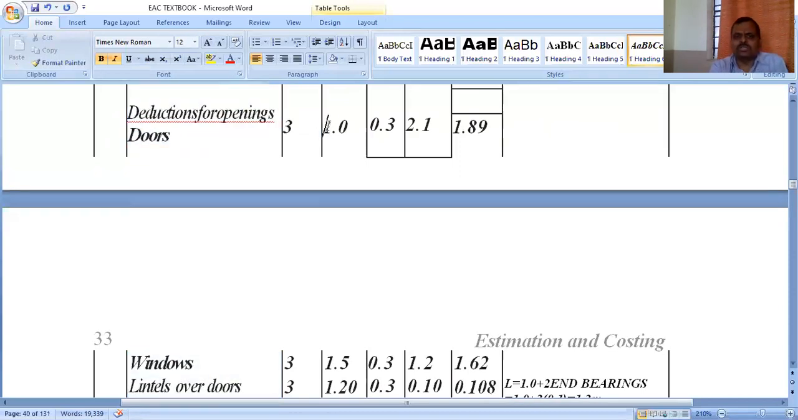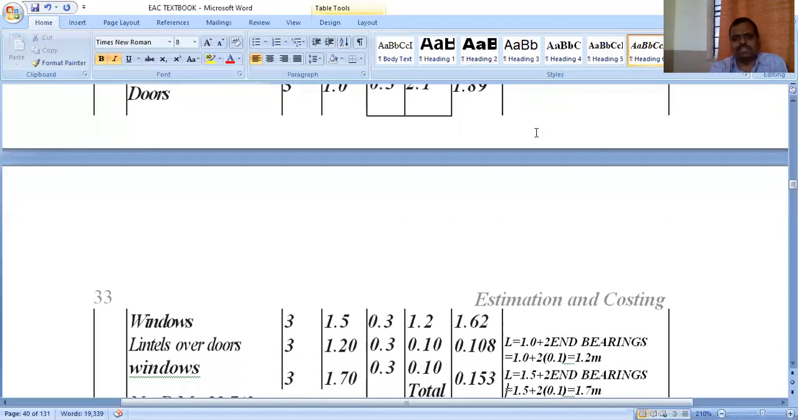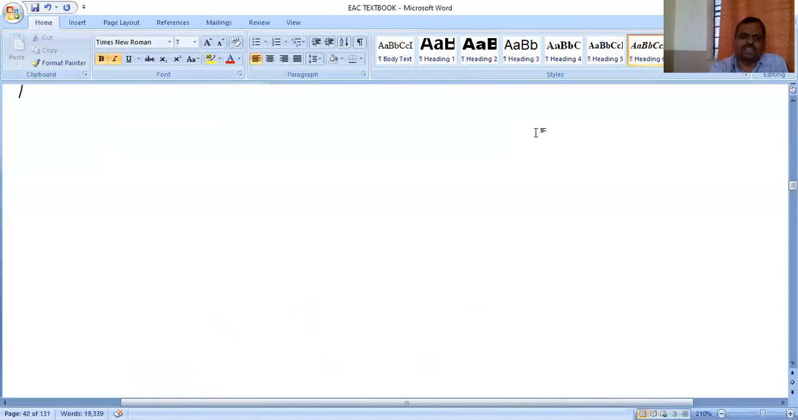Secondly, the length of the door is 1 meter, the width is 0.3 meter, and the height of the door, as per code, is 2.1 meter. So just multiply these to get the quantity of deduction for the door. How much will it be? It will be 1.89 cubic meter. So here we have completed the calculation of the door.